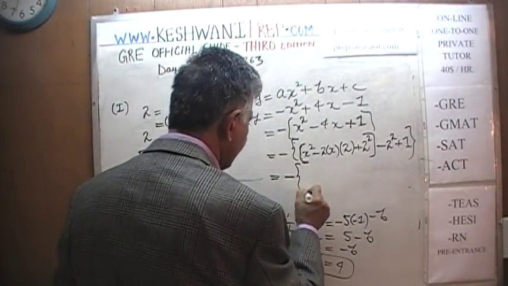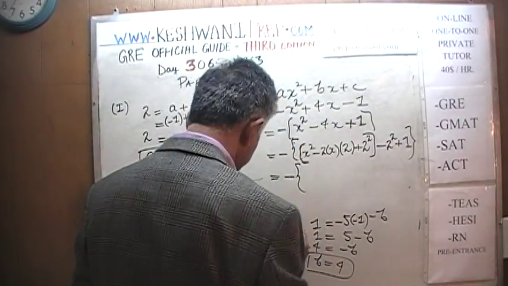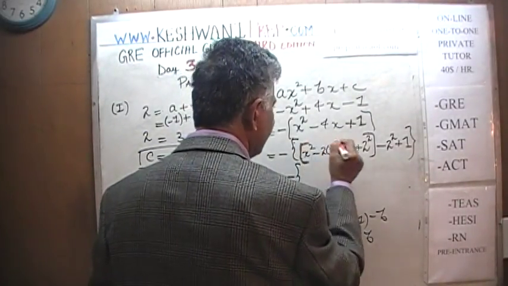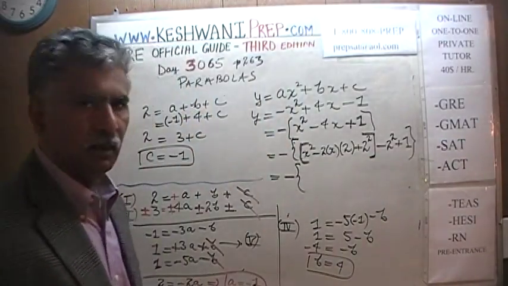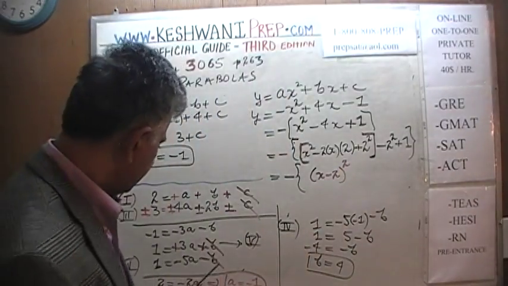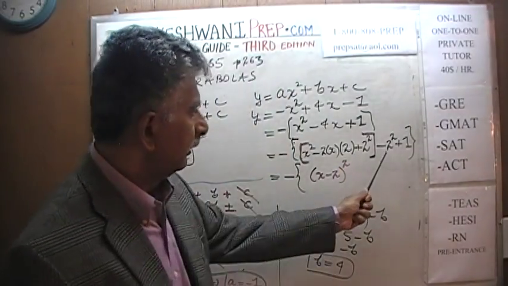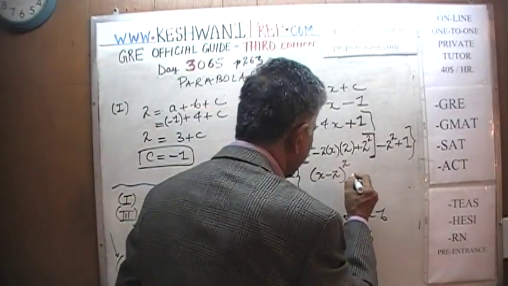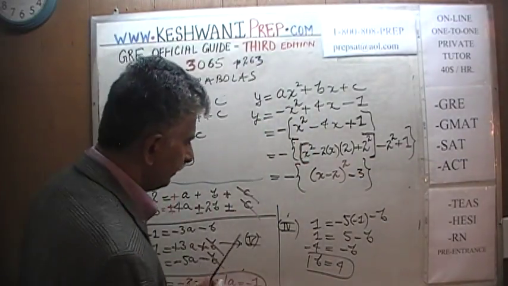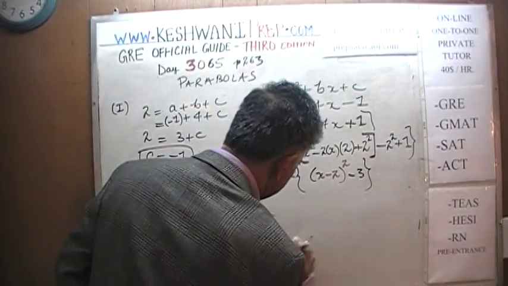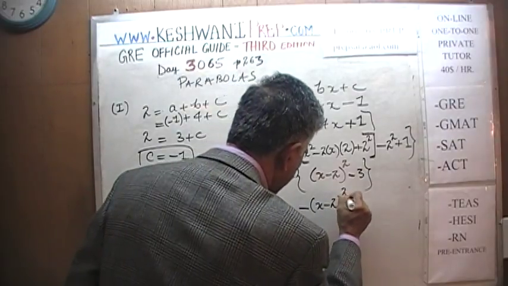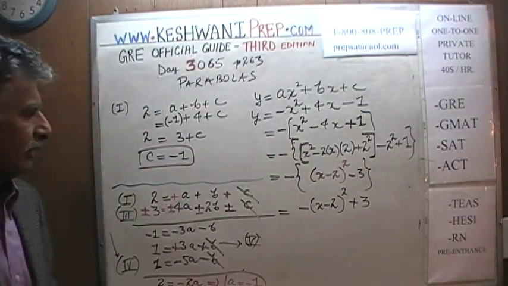There's a negative here. And this entire quantity that you see, this parenthesis, let me put it in a different color, is a perfect square. It's a perfect square because it is simply x minus 2 whole squared. And now we have to take care of that part, which is negative 4 and positive 1, which is going to be negative 3. Now we can open the parentheses. We don't need this either. We need the room. And when we open the parentheses, what we get is this. Voila.